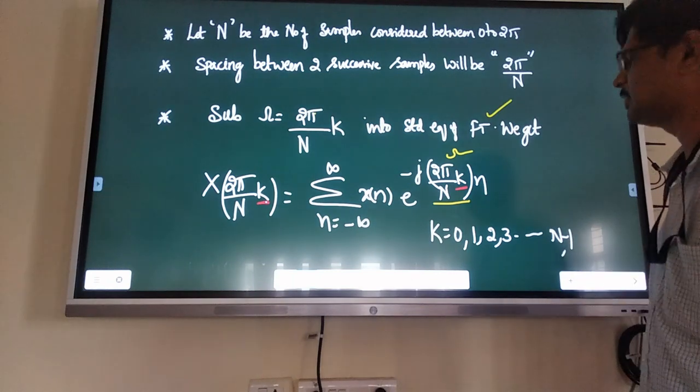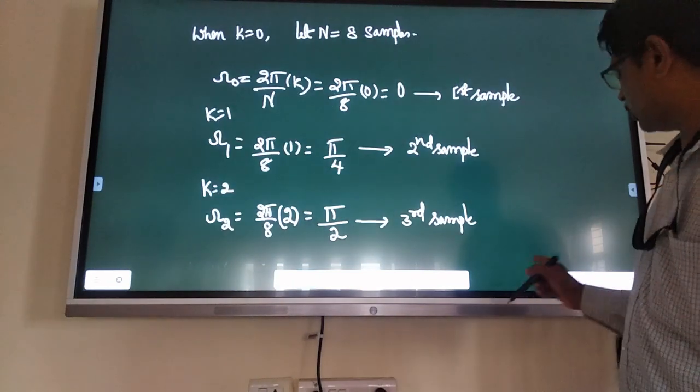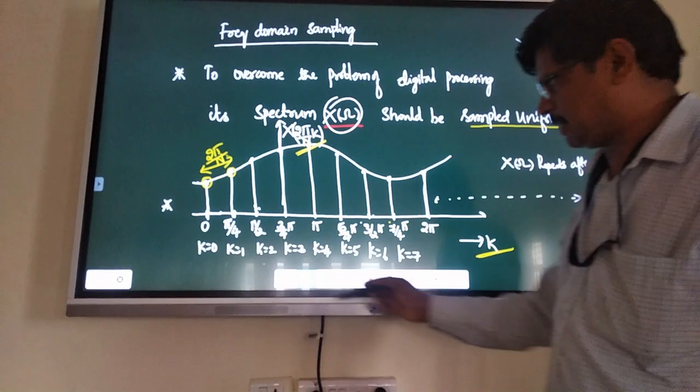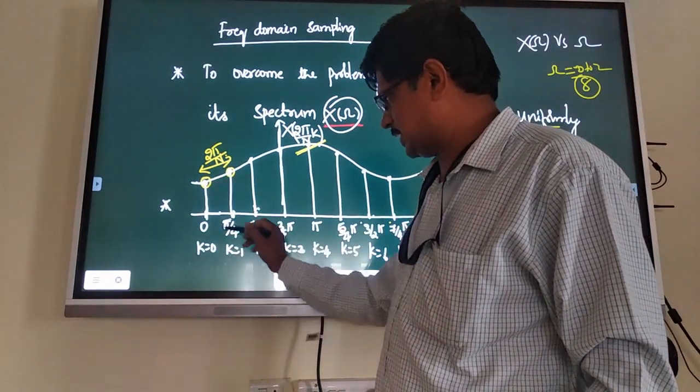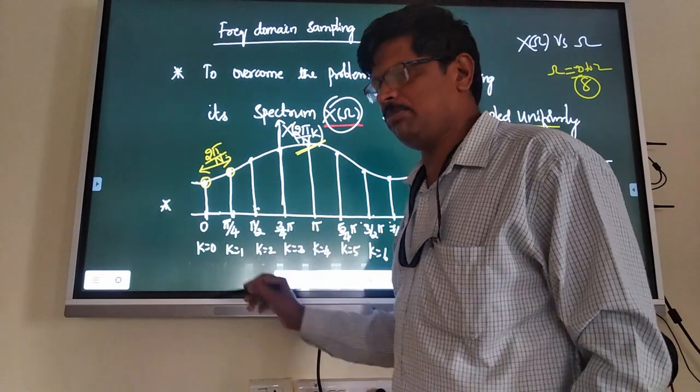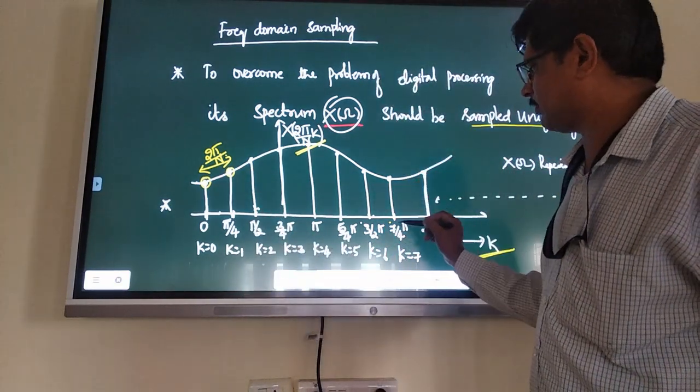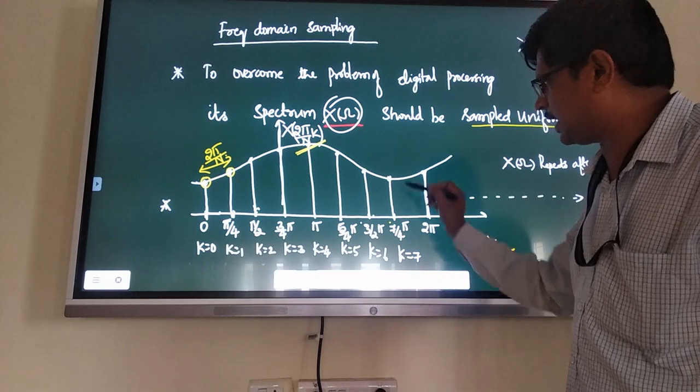That's what these equations give. Now let us see how to get these frequencies. For example, k is equal to 0 is the first frequency and first sample. k is equal to 1 is the second frequency and second sample. k is equal to 7 gives 7 by 4 pi frequency and the last sample.